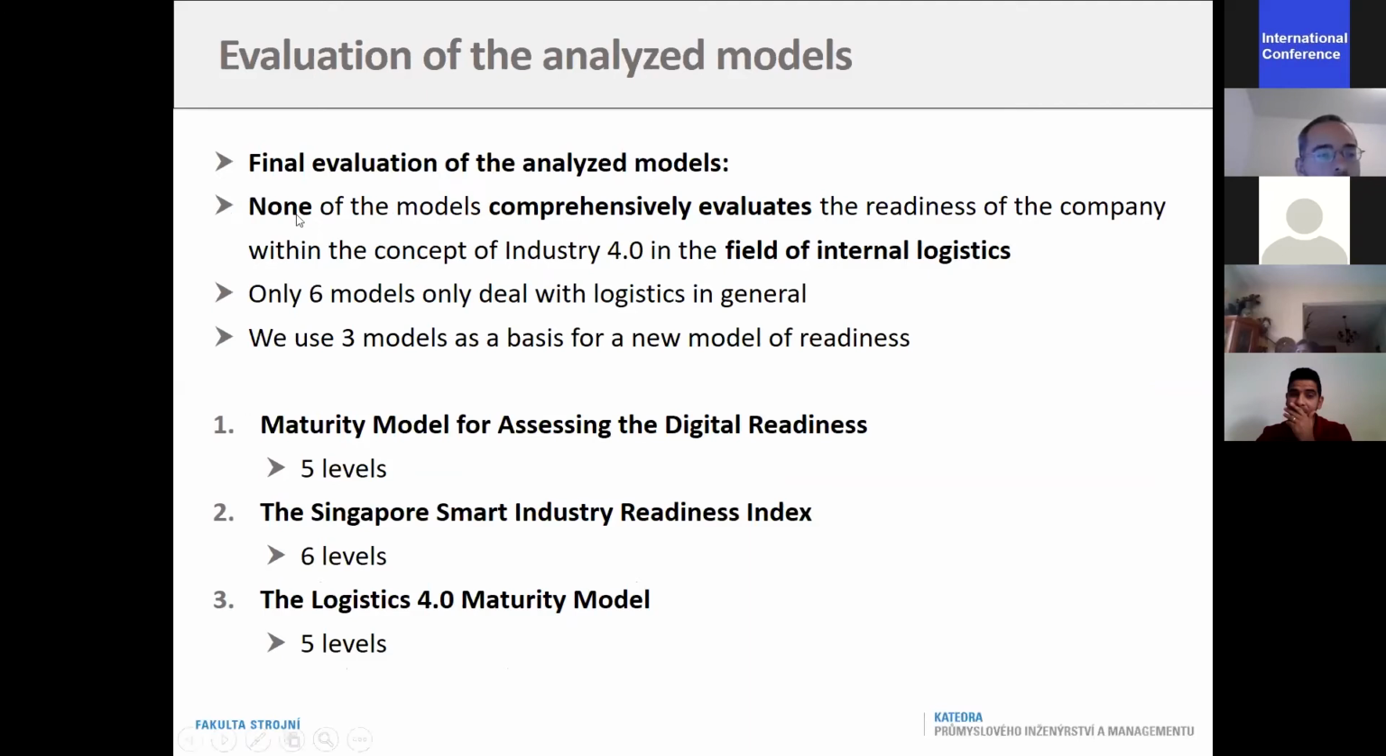As I said, we were analyzing 10 models. Only 6 models were dealing with logistics, which is a key factor for us. And from these 6 models, we tried to pick these 3: the Maturity model for assessing digital readiness with 5 levels, the Singapore Smart Industry Readiness Index with 6 levels, and the Logistics 4.0 maturity model with 5 levels.